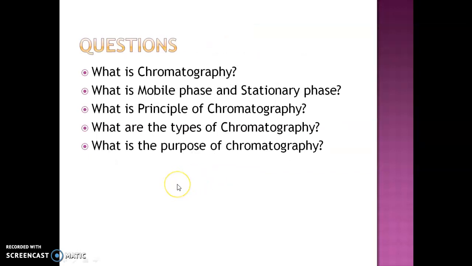Now, what questions can arise from today's discussion? What is chromatography, what is the meaning of mobile phase and stationary phase, what is the exact principle of chromatography, meaning it is based on the adsorption phenomenon and partition phenomenon, what are the different types of chromatography, and what is the purpose of chromatography, meaning it is used for analytical and preparative purposes.